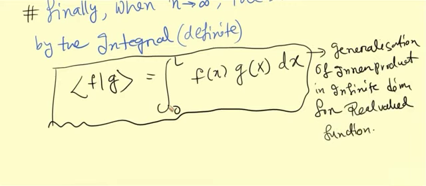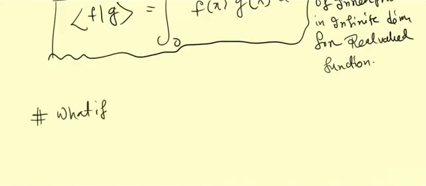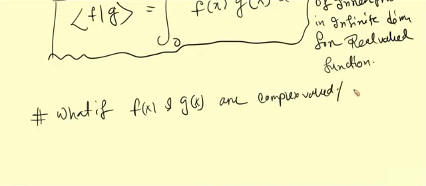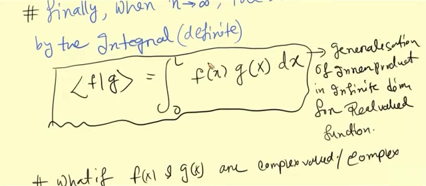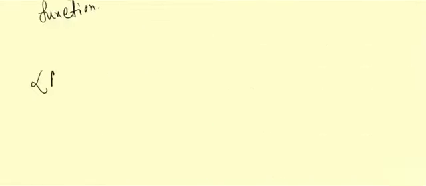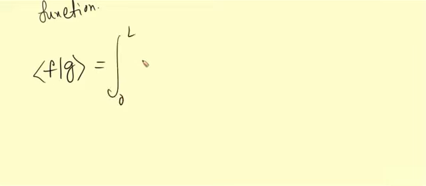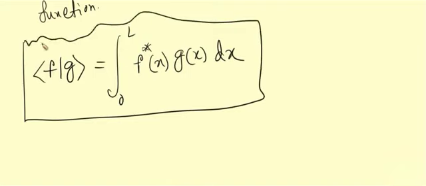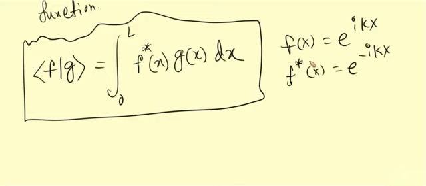Now what if both of them are complex valued? What if f(x) and g(x) are complex functions, that is, they contain some complex parameters? The idea will be the same as for real valued functions, but now you will have this integral just like before, and instead of f you will have f star, the complex conjugate of this function, and g(x), then dx. This is the most general inner product that you can have in function spaces. For example, if you have a function f(x) as e to the power ikx, then f star of x will be just e to the power minus ikx. Just take the complex conjugate of it.